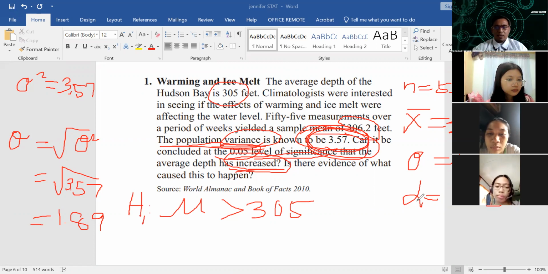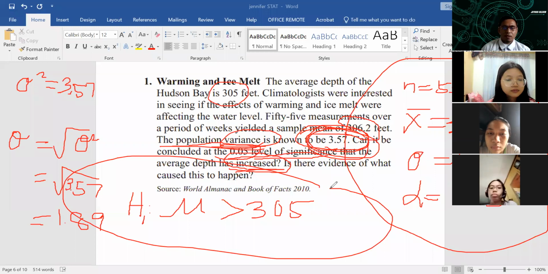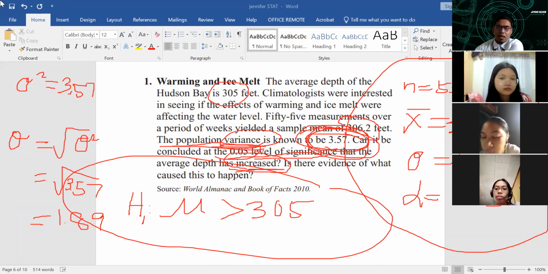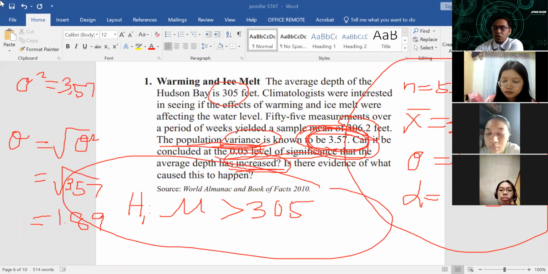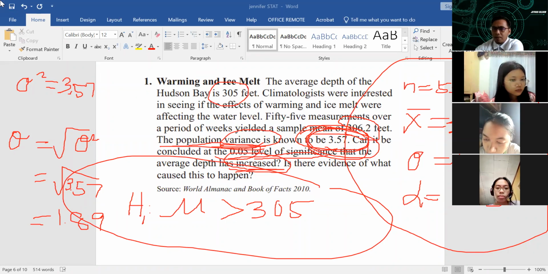Is that clear, everyone? You can take note of the given. Your n is 55. Take note, use your calculator and notes to understand. Then, population standard deviation is 1.89. The alpha, or the level of significance, is 0.05. And your alternative hypothesis should be population mean greater than 305. Everyone got it.